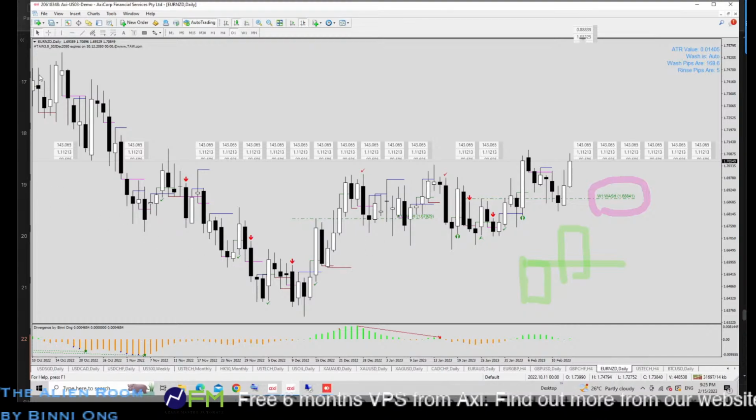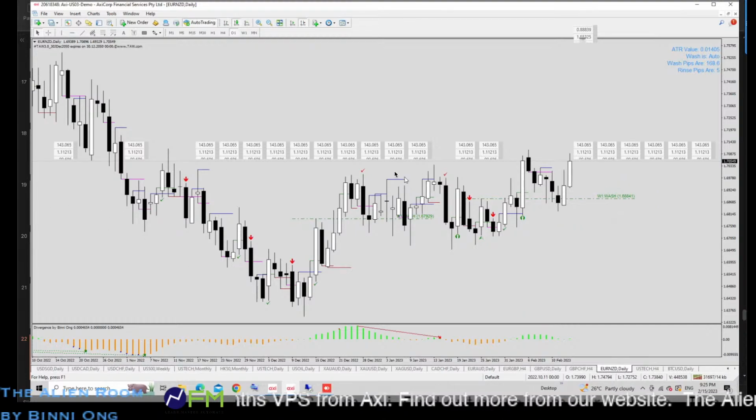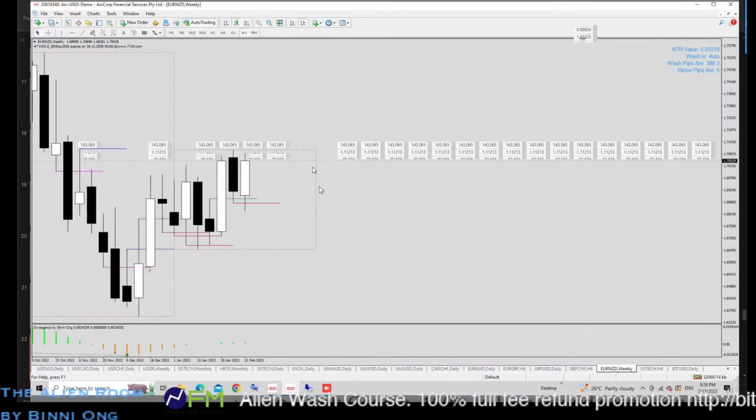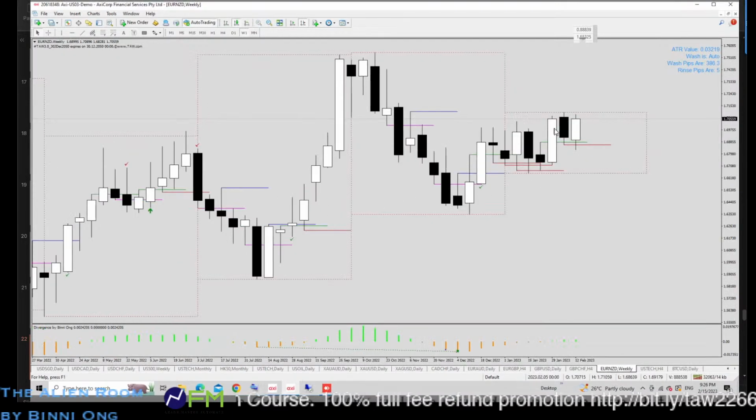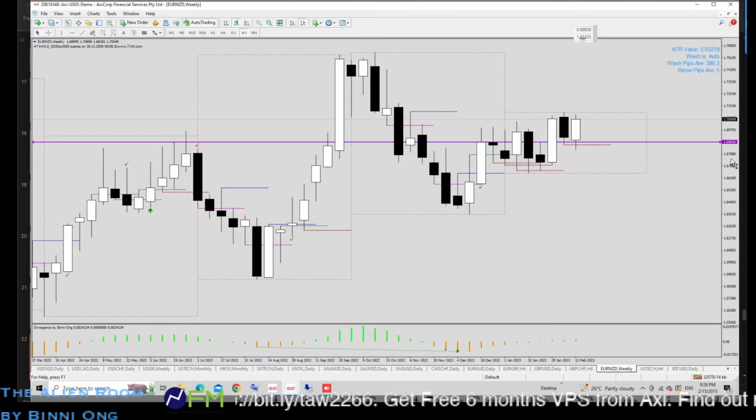Now if you don't understand what I'm talking about, then I will show you in terms of the week. So remember this wash line, the number is 1.6884. I go to the week. You realize what happened? This white candle here closed above the previous high. I'm just going to mark this and show you the price level is about 1.6884, plus or minus around there. It means that in the week, there was a close above the previous high.